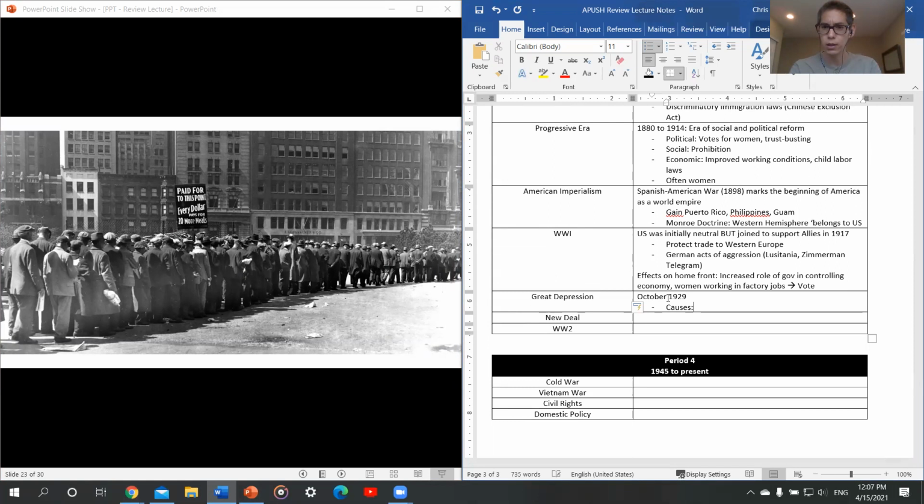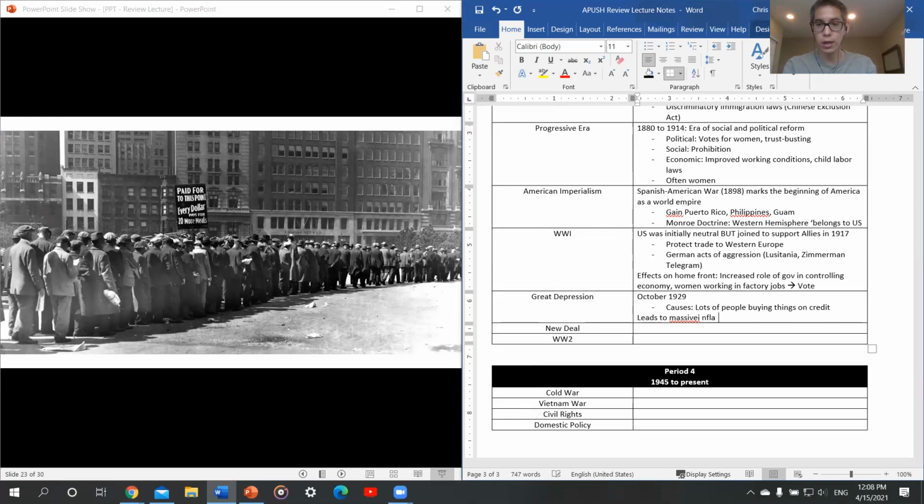There were a lot of causes of the Great Depression, but the biggest cause is that a lot of the economic growth of the U.S. had been paid for on credit. So lots of people buying things on credit, which means buying things with money they don't actually have. As the economy starts to restrict, people take their money out, and then there's a panic. There is a rush on banks for everyone to pull their money out, and then it exacerbates and the economy collapses. And so this leads to massive inflation, unemployment, massive poverty. I want to say unemployment was around 30 or 40%.